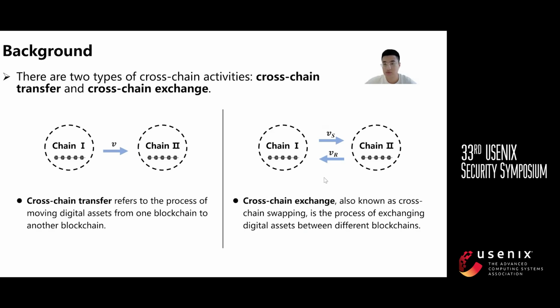This slide introduces two types of cross-chain activities: cross-chain transfer and cross-chain exchange. As shown in the left picture, cross-chain transfer refers to the process of moving funds from one blockchain to another. Cross-chain exchange, as shown in the right picture, is the process of exchanging funds between different blockchains. In the implementation, significant technical differences arise due to considerations like atomicity.